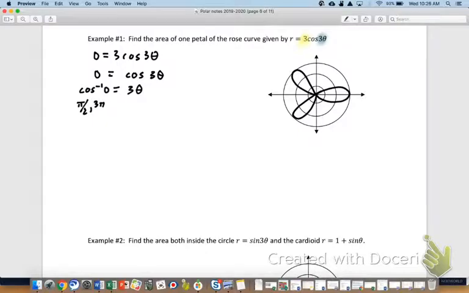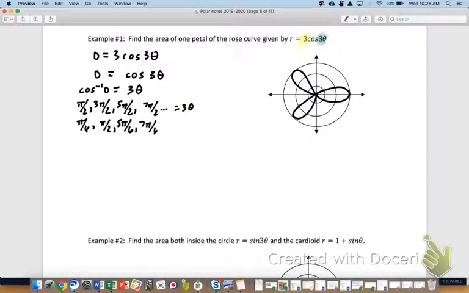There's pi over 2, 3 pi over 2, and you could say every odd multiple of pi over 2. We could do all these, right? 5 pi over 2, 7 pi over 2, and so on equals 3 theta. There's a bunch of them. So then I would divide by 3, and I'd get pi over 6, pi over 2, 5 pi over 6, 7 pi over 6, and so on and so forth.